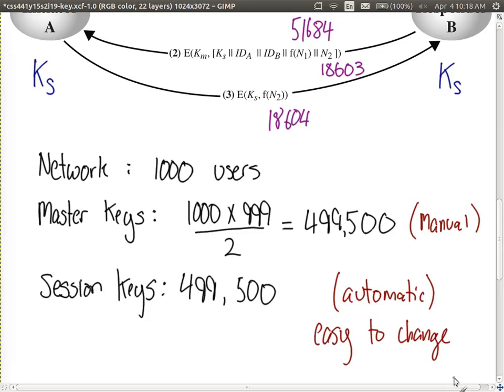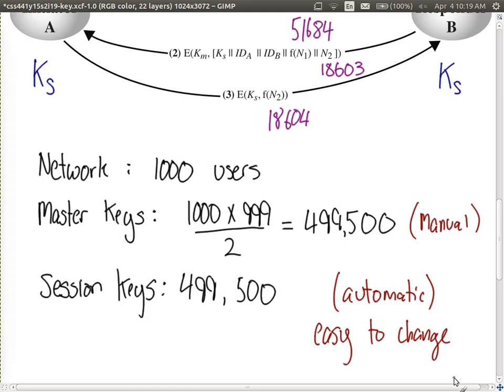What's the problem with this scheme? The master keys, it's very hard to exchange up front. We still require 500,000 keys to be exchanged up front. This scheme is okay if we had a small network, maybe tens of users, maybe up to 100 users. But once the network size grows, 1,000 users, there's just too many master keys that need to be manually exchanged. We need either a small network, or we need a way to automatically exchange the master keys.